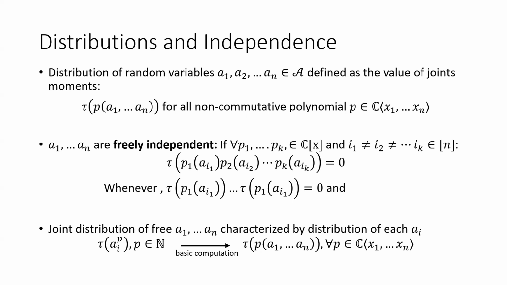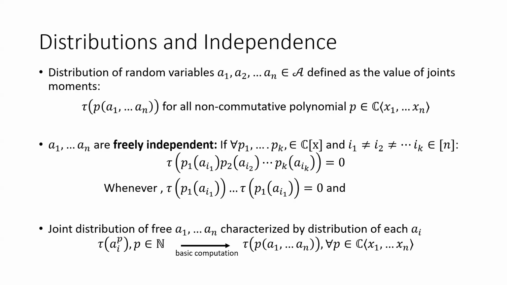And again, this should be familiar from classical probability, because in classical probability, if you know the distribution of each random variable and you know the independence, you also know the joint distribution. Right? So this is also true for non-commutative things. Is it as obvious as just multiplying them or something? No, it's a little bit less obvious, actually.